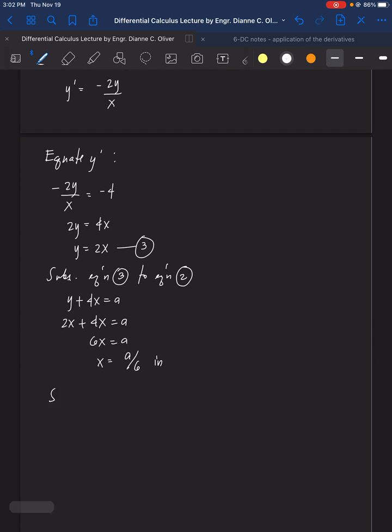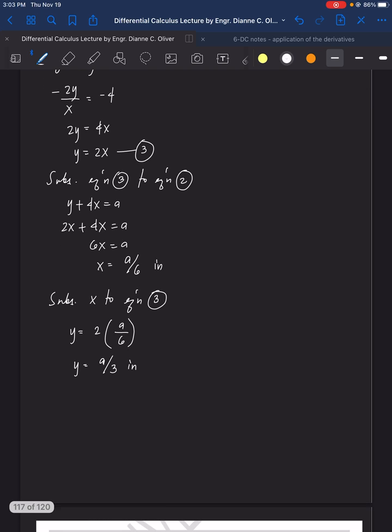Next, substitute x to equation 3 to get the value for y. So y is equal to twice of x. So y is equal to a over 3 inch.